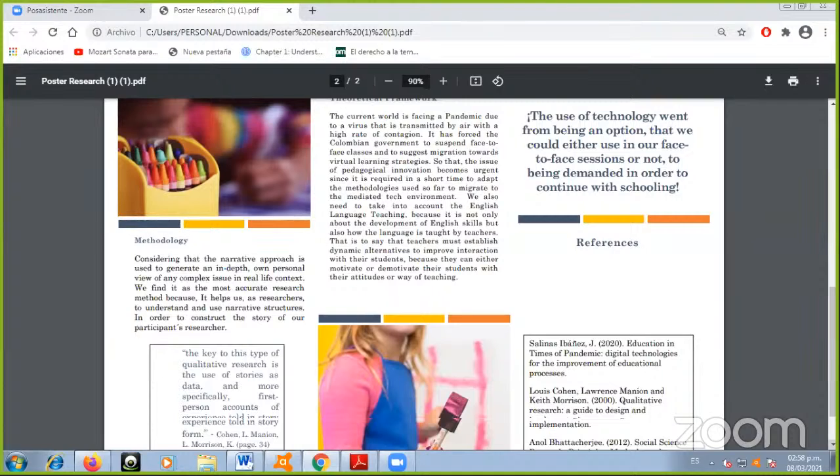And here is something that we have to have in mind: the use of technology went from being an option that we could either use or not in face-to-face sessions to being demanded in order to continue with the schooling. And finally, we have the references. And that's it.